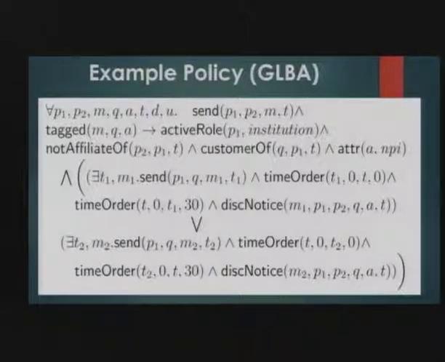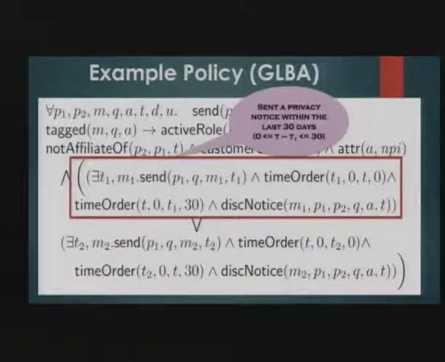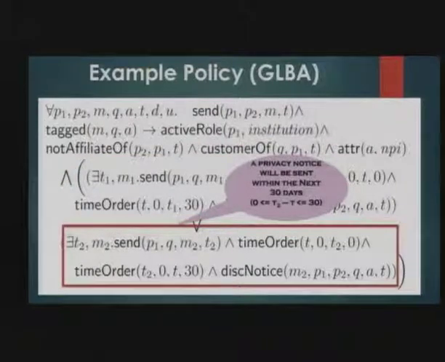It implies that P1 is a financial organization. P2 is not an affiliate of P1 as of time T. Q is a customer, and the attribute is non-public information, right? And the next part basically says a privacy notice has been sent within the last 30 days, or a privacy notice will be sent within the next 30 days, so in the future. So that's basically what the regulation looks like in the logic. Okay, so hopefully that's the end of the logic part. You're not going to see a lot about this anymore.